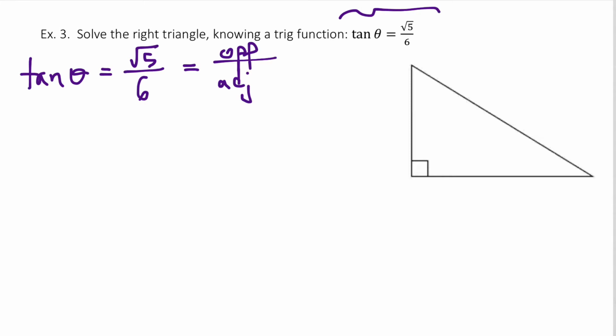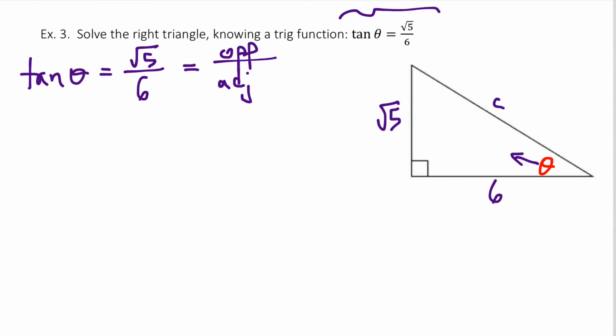So it doesn't matter whether you call this acute angle theta or this acute angle theta. So I'm just going to arbitrarily put my theta here. What matters is where you put your side ratios relative to the angle you're talking about. So that means my opposite, root 5, would have to go here, and my adjacent 6 would have to go here.